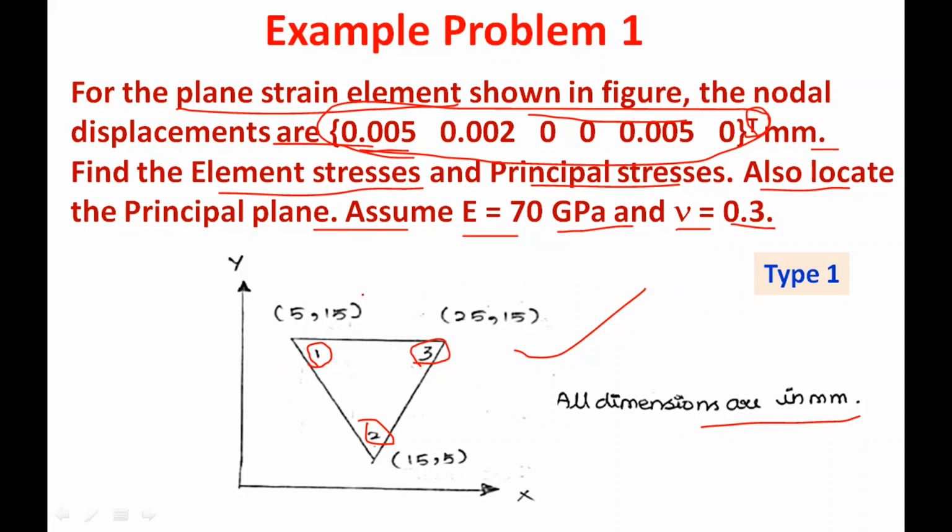Now we have to find the element stresses. What are the element stresses? That is sigma x, sigma y, tau xy. We have to find out for this element, because this is a CST element. Throughout this element area, the stress value will be constant, right? So we are going to find that element stresses. By using that element stresses, we can easily find the principal stress value by applying the equations or formula for the principal stresses. So we will go to the procedure how to solve this problem step by step.